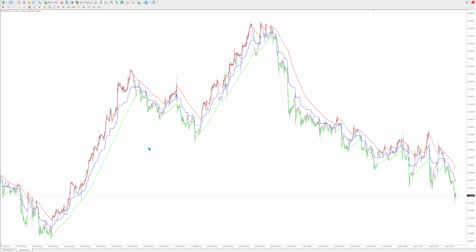I got the indicator free online. Just search for G channel indicator in your trading platform and you should be able to find it. I'm using the MT4 trading platform and this is a pound dollar 1 hour chart.